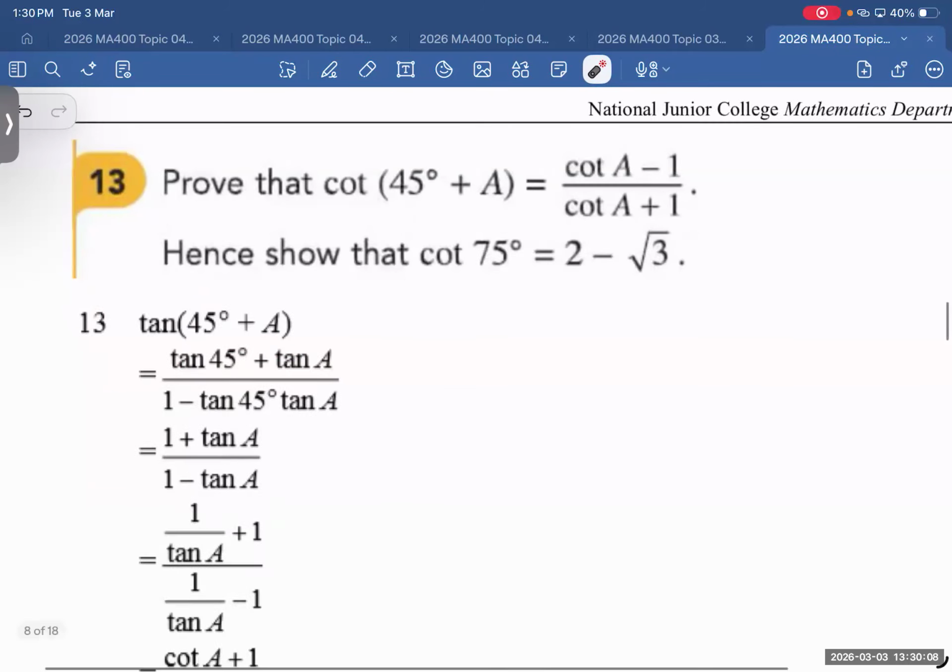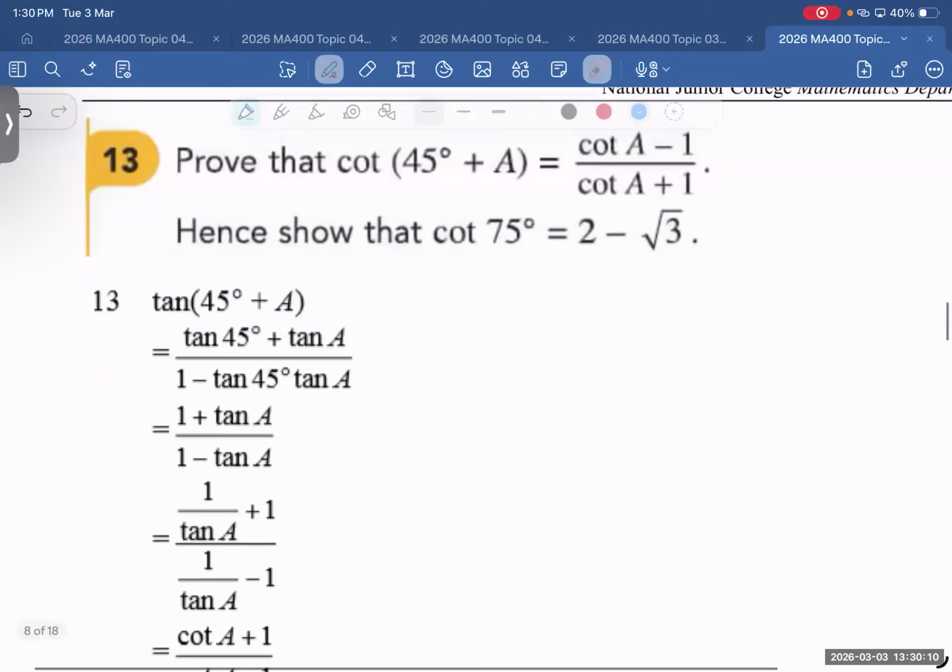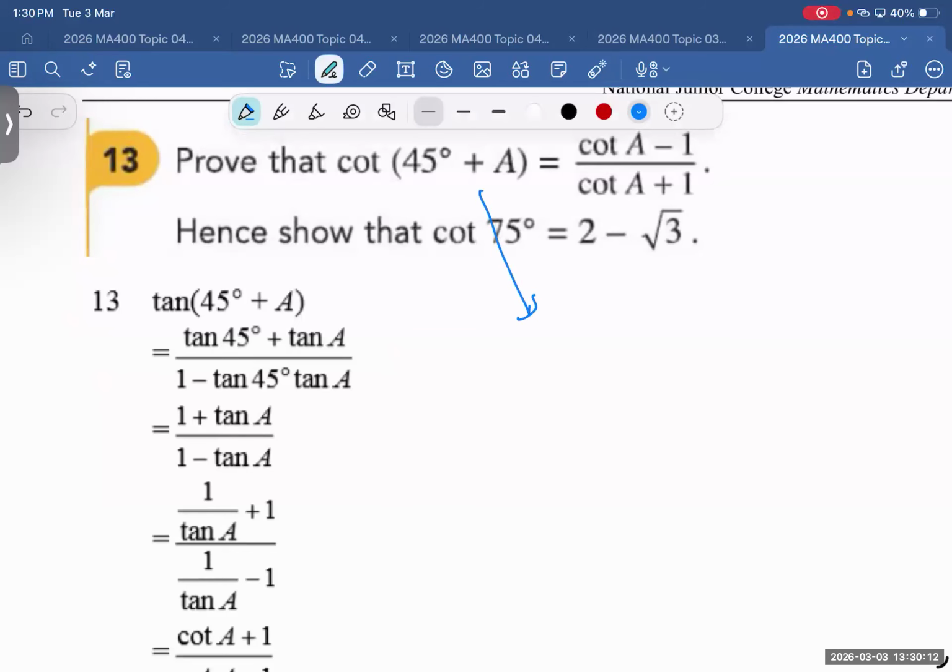But wherever you are, probably you did this. You started here. I'm guessing you got 1 minus tangent A over 1 plus tangent A.